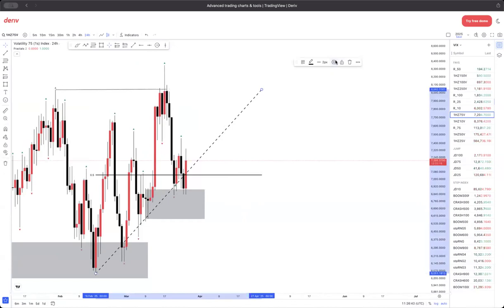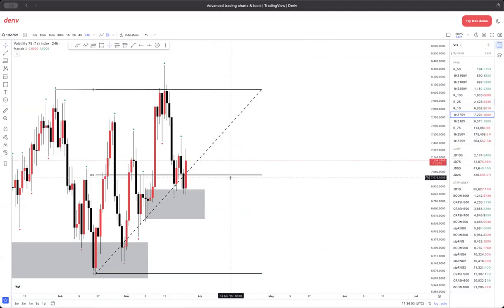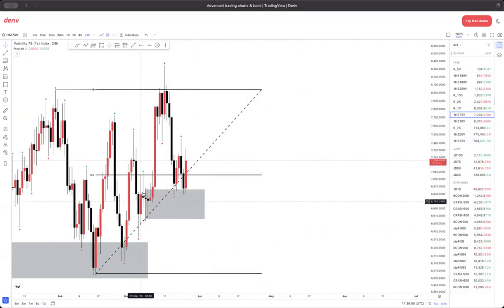I've already explained how the fib tool works. So we have price buying from what? We have this order block. You can call this an order block or what? A demand level from where?